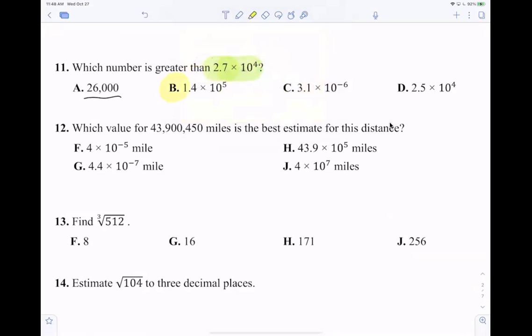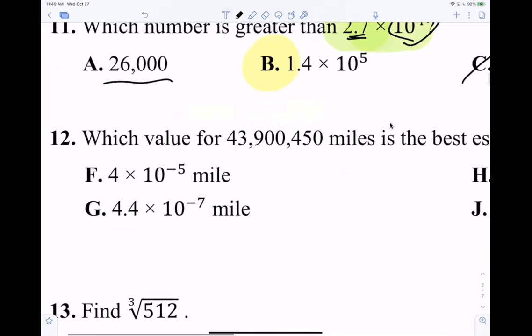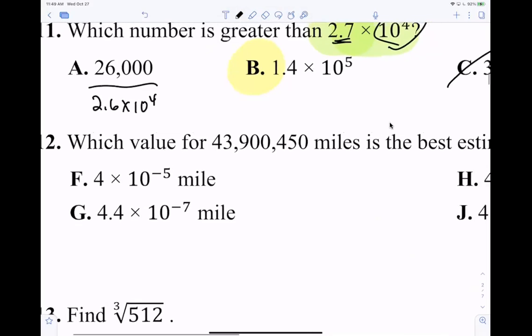Now, what I do want to do is show you the -6 would be a decimal, right? Letter C. Oh, yeah. So that one's easy. Now, 10 to the fourth is the same as 10 to the fourth. So then we just check the numbers. Do you agree with that? Now, for me personally, I would be able to look at number A and say, that's 2.6 times 10 to the fourth. Do you agree with that? So now we're happy with B?